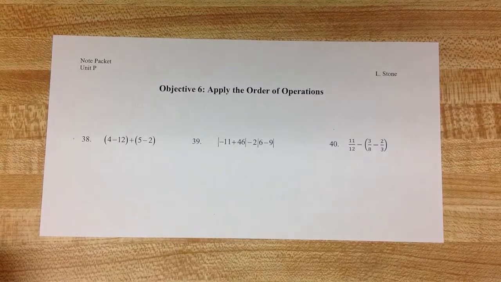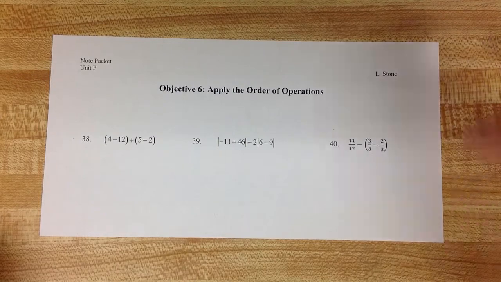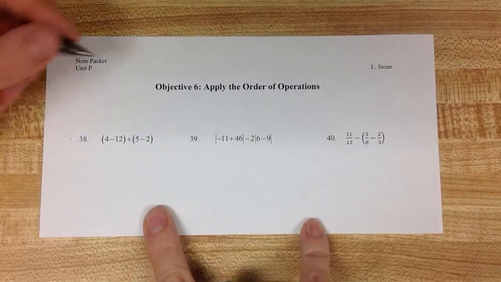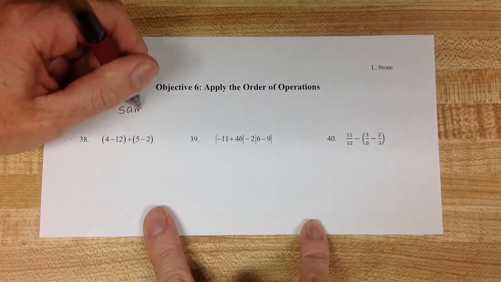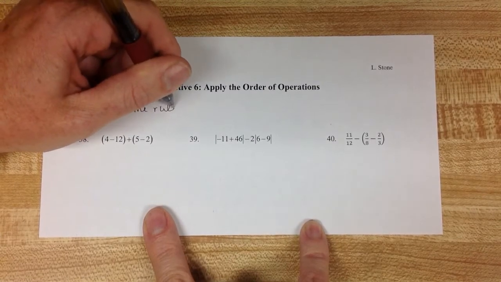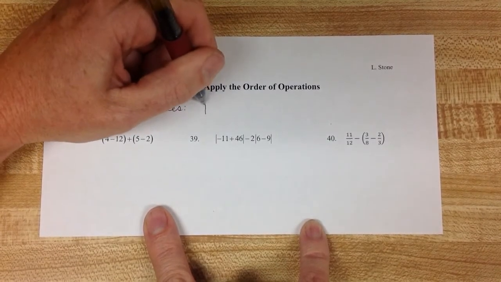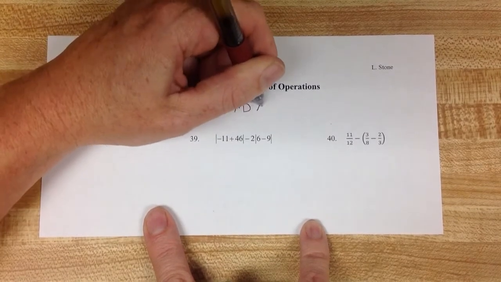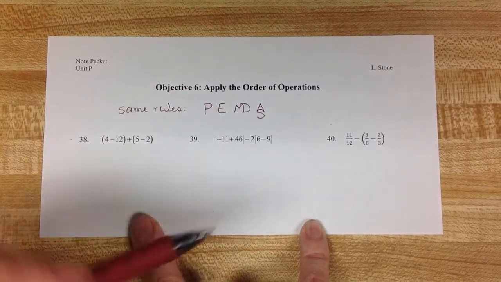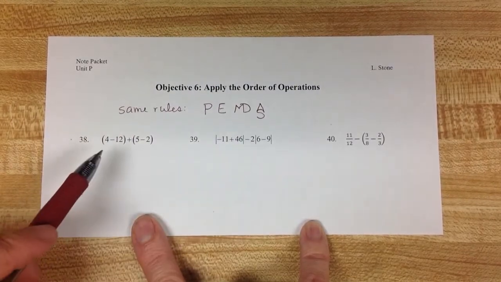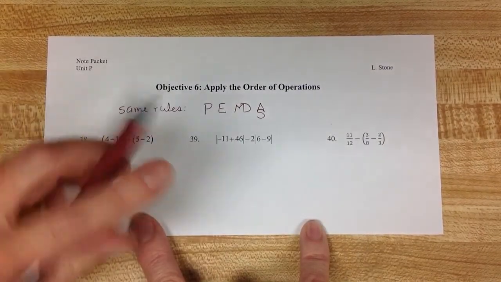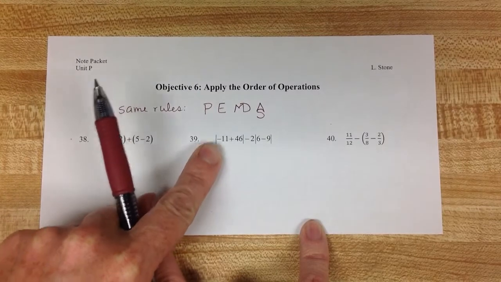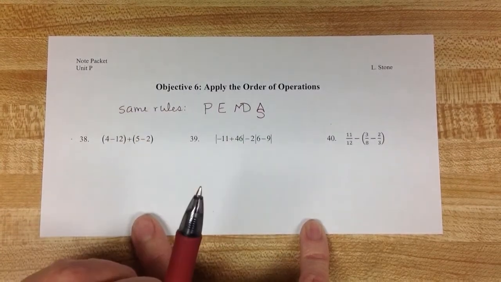We're going to look at one last objective for this section, and this is to apply the order of operations. So just to review those real quickly, that was the PEMDAS thing. And the same orders are still going to apply here as they did before. You'll see here when we get to problem 39 that the absolute value symbols are showing up.